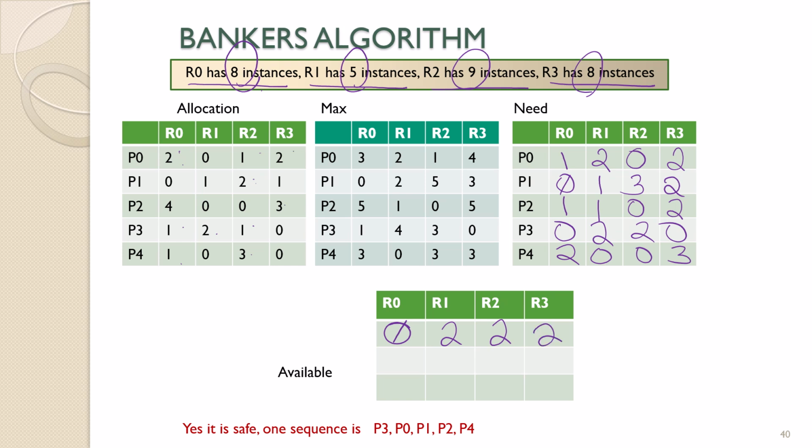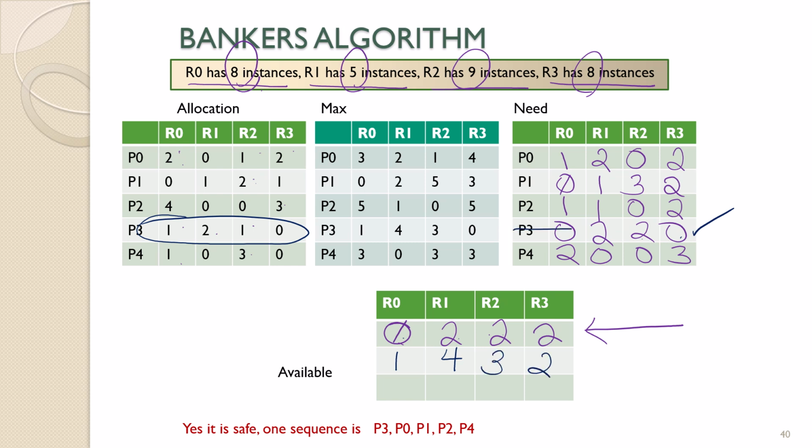So then you go through the processes and you decide, well, if I have 0, 2, 2, 2 available, are there any processes that would be able to get their work done by using what's available? And then you say, yes, P3 could. P3 needs 0, 2, 2, 0. So 0 is less than 0, 2, 2, and 0 is less than 2. So what happens then is what has been allocated to P3 would then be added to the available. So now I have 1, 4, 3, and 2.